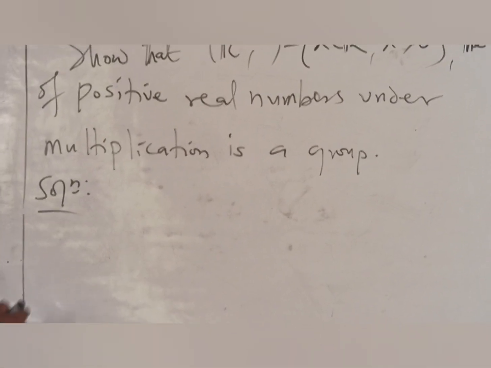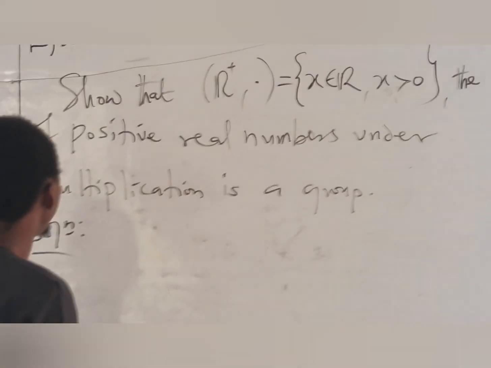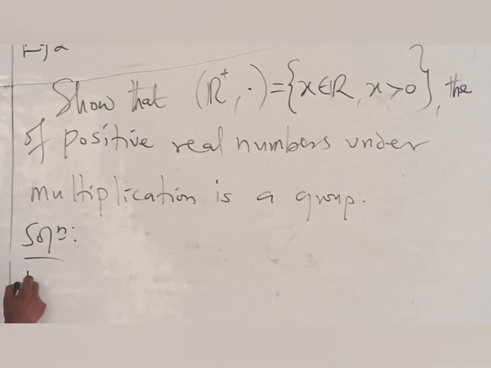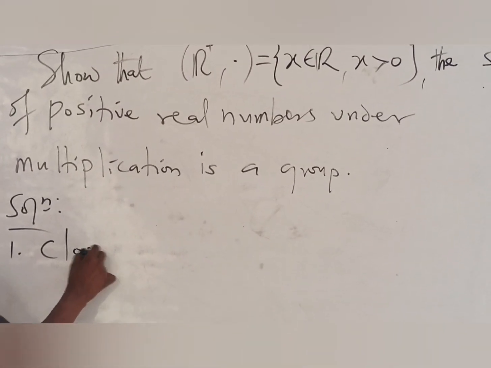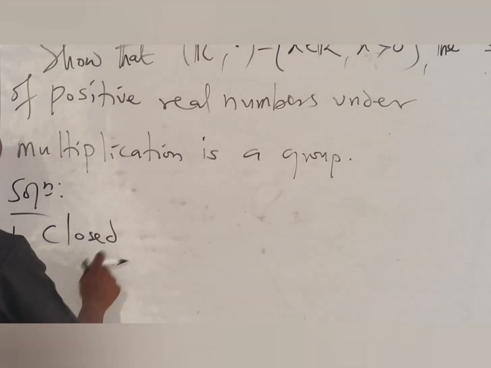The lecturer was here, what did he say? Equal to this. It says the positive real numbers, and our operation is multiplication. So let's see the first one, closure. Is it closed? Yes, it's closed.